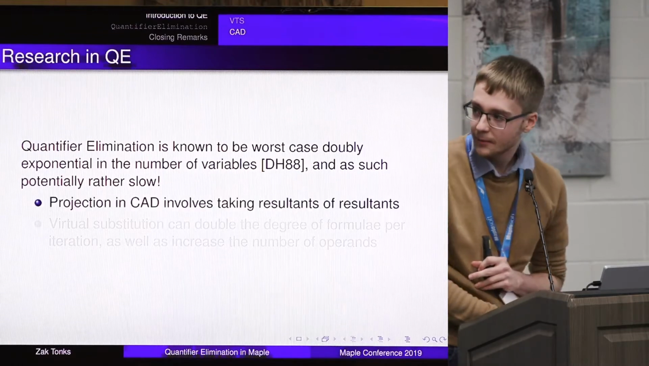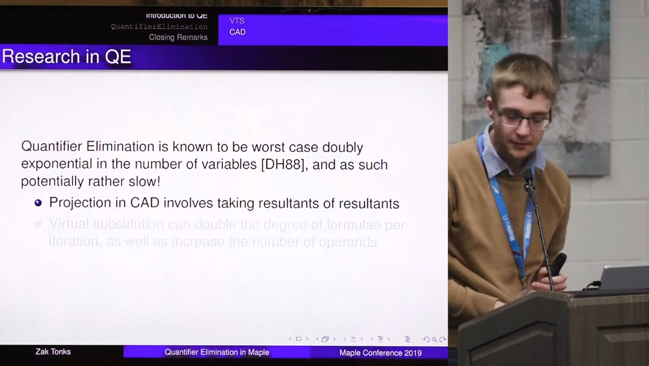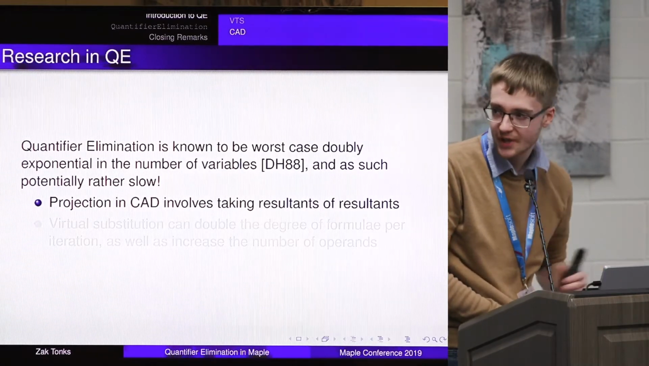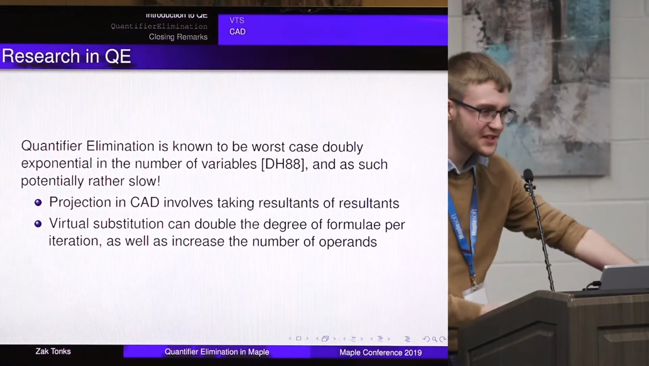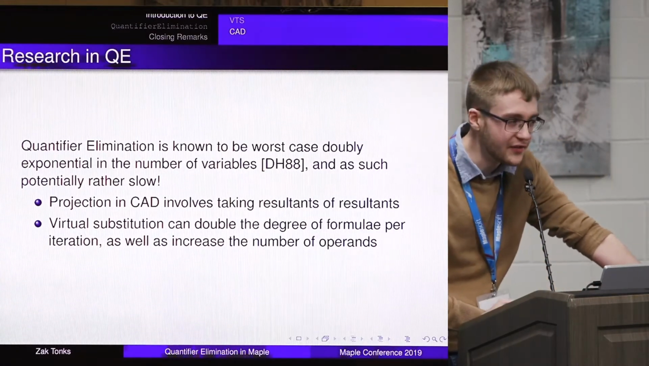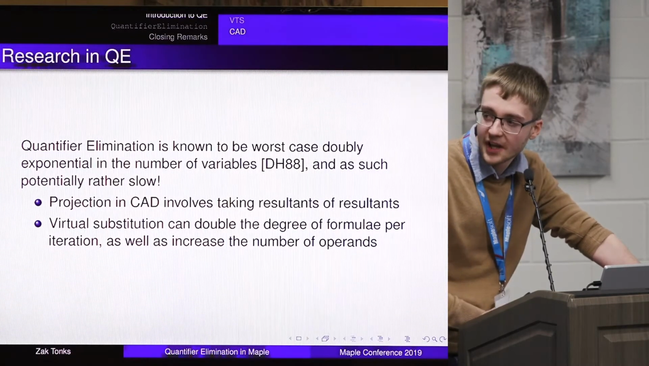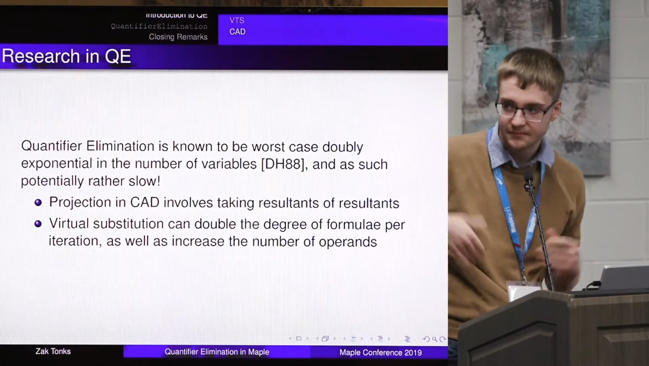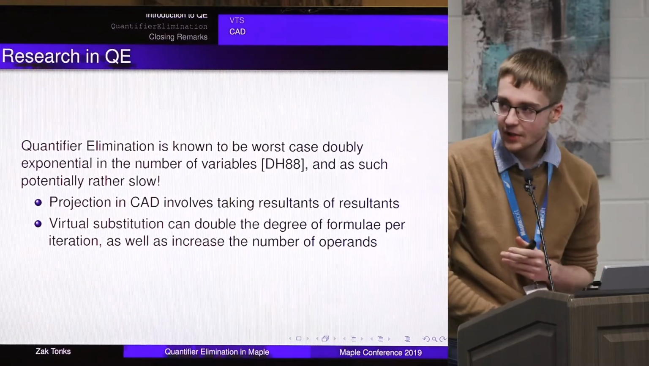we need to speed this up. So reasons why, basically, with projection CAD, you're taking resultants of resultants, discriminants of resultants, and so on. Polynomials just blow up in size completely. Virtual substitution, meanwhile, ideas as to why this is slow is if you're dealing with quadratics, stuff like that, you can double the degree of the formulae per iteration, and also the size in terms of the number of atoms is increasing as well. So it's slow.